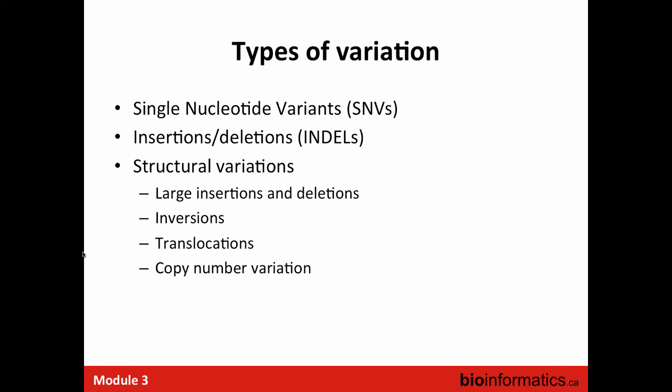Later on, you'll hear about gene fusions, and then tomorrow you'll hear about calling single nucleotide variants and insertions and deletions as well. So the class of structural variations really encompasses different variant types, from very large insertions and deletions, like megabase scale deletions, inversions, where bits of the chromosome get flipped, translocations, where you swap material between different chromosomes, and copy number variation, where you can have duplications of large parts of the chromosome.